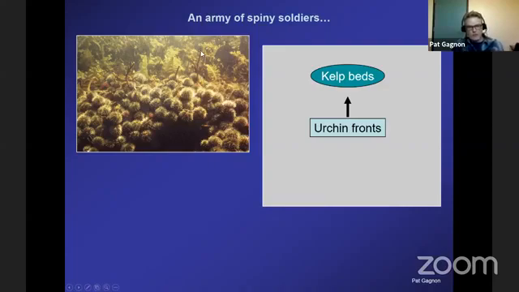But at some point, if you keep going a bit further into the ocean, you'll come across this line here where you start to have lots of urchins. When you have this large, very compact aggregation of urchins, we call that an urchin front. To the right of my screen here, you see kelp beds. That's what you see at the top here, and right below it, you find urchin fronts.